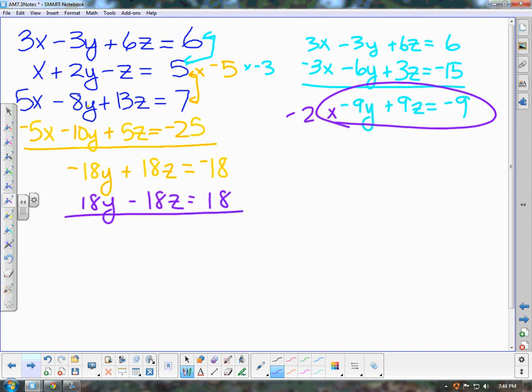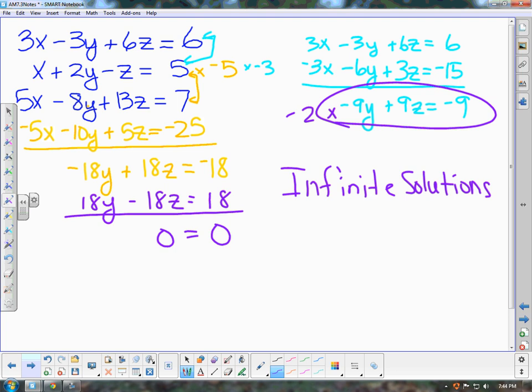And so now we combine: 0, 0, and 0. So therefore, we have infinite solutions, because that is a true statement. Now when you get something with infinite solutions, you need to figure some things out about it.